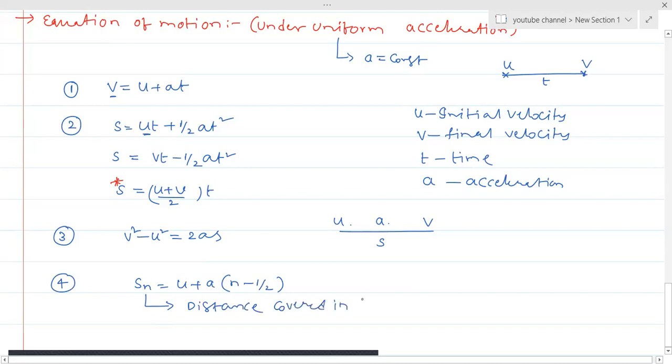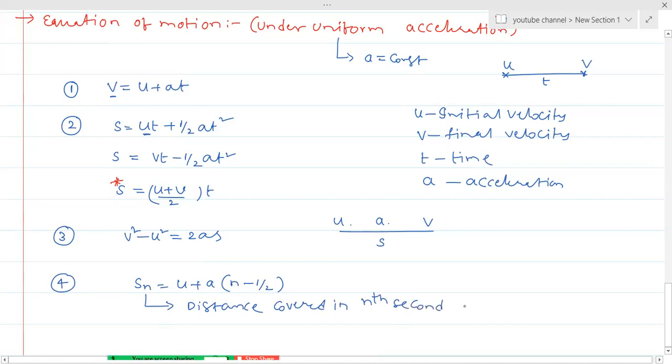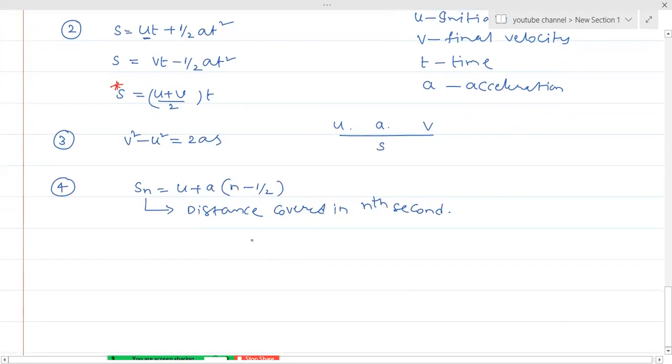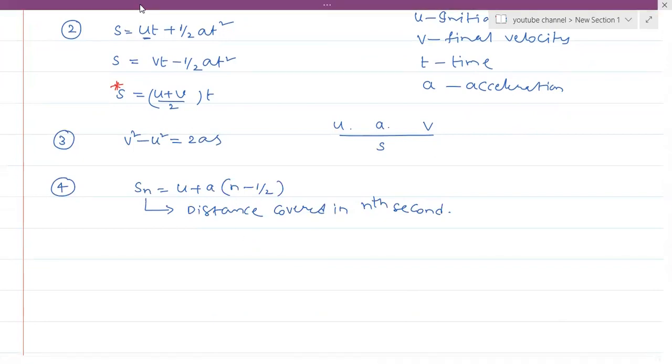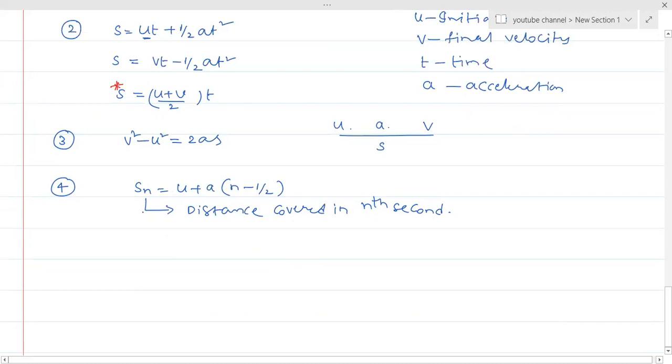The distance covered in nth second, where u is the initial velocity and a is the acceleration. But here the important thing is, sometimes we will treat the Sn as the distance covered.